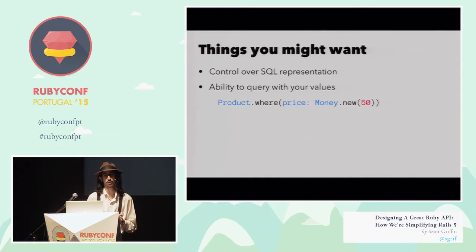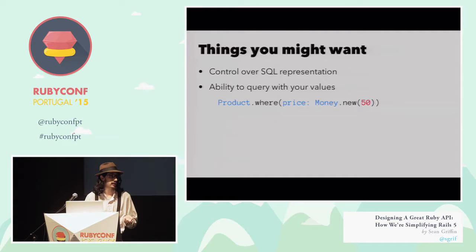You might want control over the arbitrary SQL representation, or more importantly, you might want to be able to pass it to where. There's a contract that we have, which I'll look at towards the end here, where any value that you get from a getter on Active Record, if you pass that same value to where, you want to get the same record back. And right now you have no way to add the ability for additional types or new objects to be passed to where. And this is really important for gems like the money-rails gem.